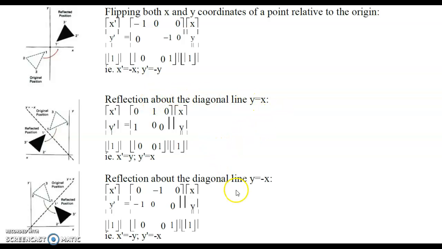If you do reflection along the line y equals minus x, the x coordinate will become minus the y coordinate and the y coordinate will become minus the x coordinate, just like reflection about y equals x, but with a minus sign on each. This is the matrix for reflection about the diagonal line y equals minus x. This is the equation: x dash equals minus y, y dash equals minus x.